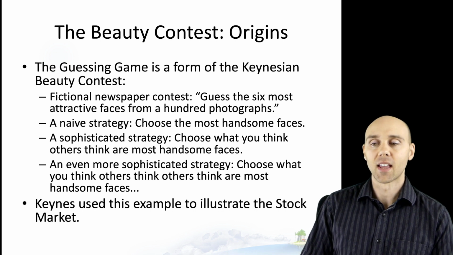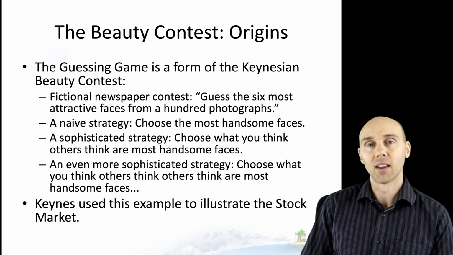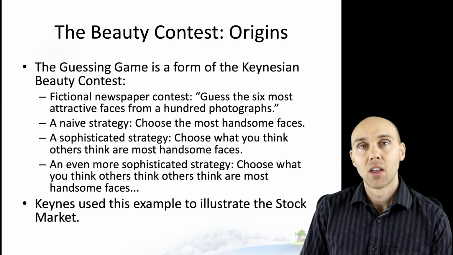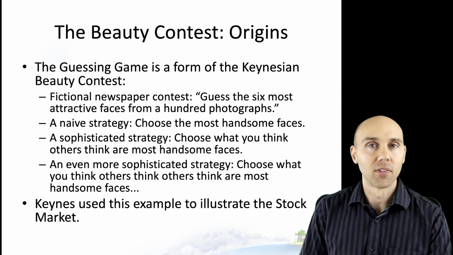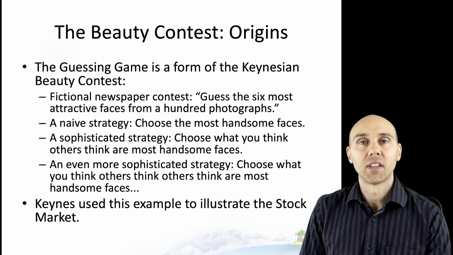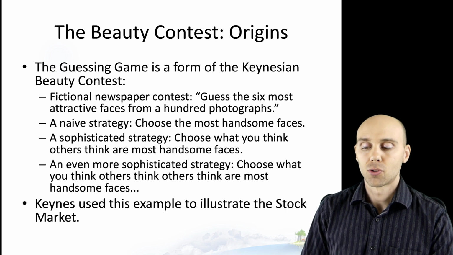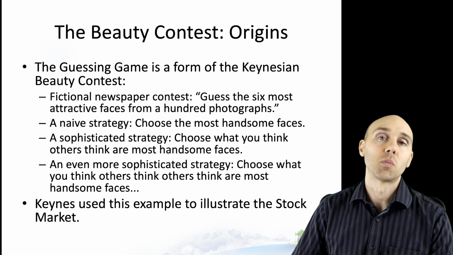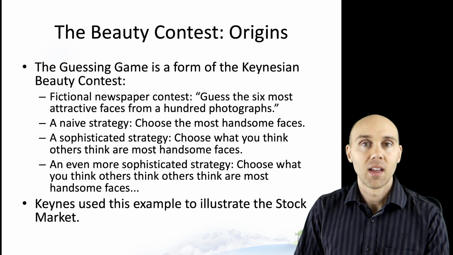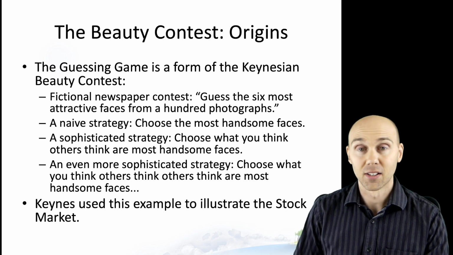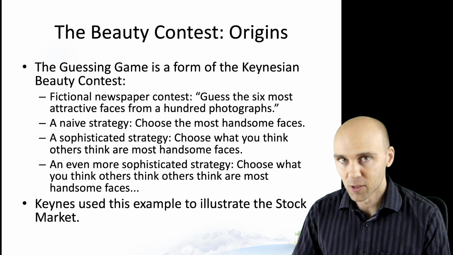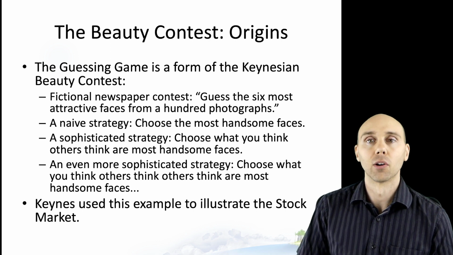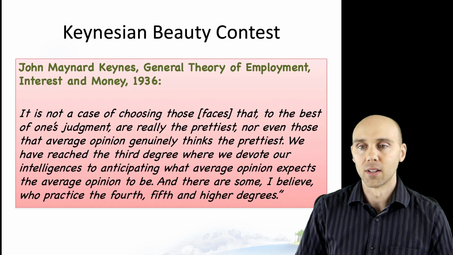And Keynes used this example to illustrate the stock market. The idea that for a lot of stocks where the inherent value is sort of neither here nor there, what you're essentially doing is trying to predict what others predict that value is going to be. And then other more sophisticated traders are trying to predict what you predict that others predict the value is going to be, and so forth. And he has a nice quote where he talks about this.